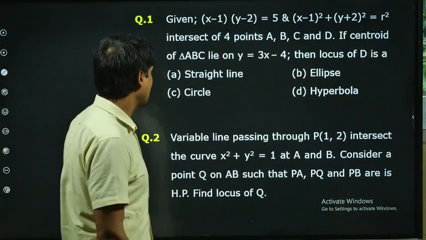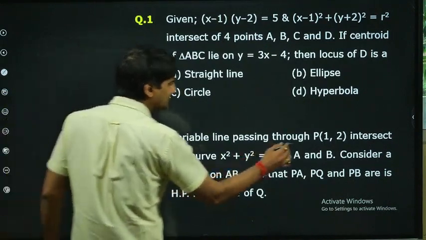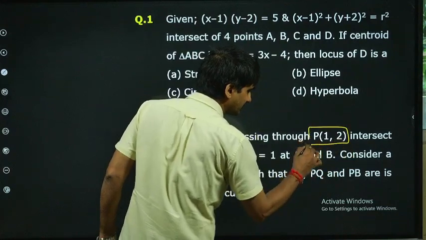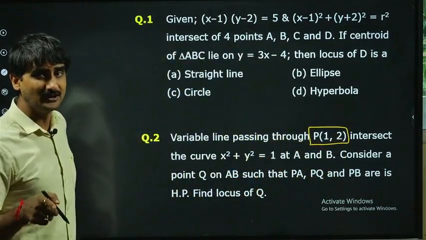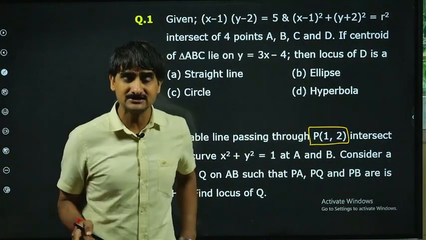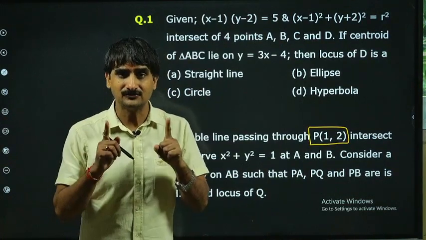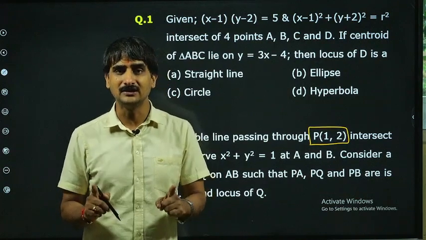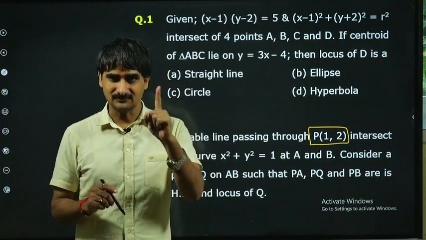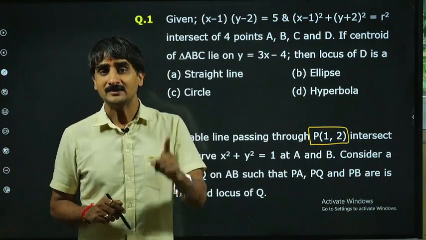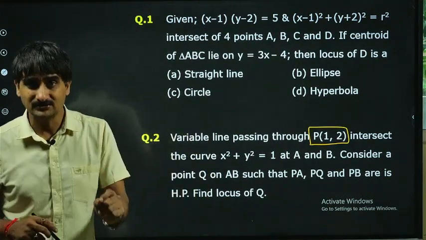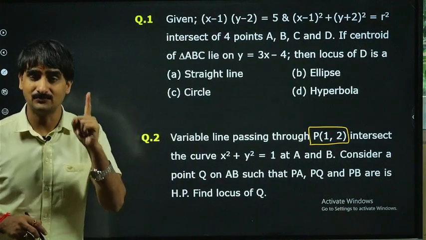Okay, let's start. Variable line passing through a point P. First thing, there has to be a fixed point through which a variable line passes. If at all you have to think of using the parametric form of line, that's the first thing you need to know: a variable line passing through a fixed given point. The point has to be given.